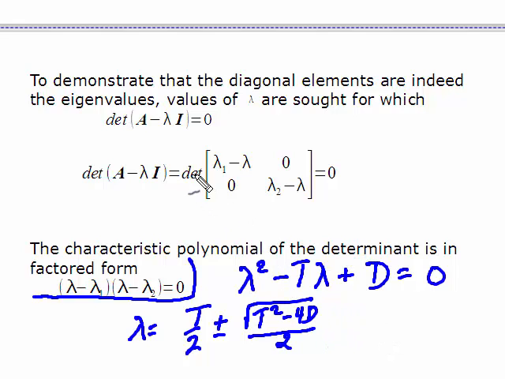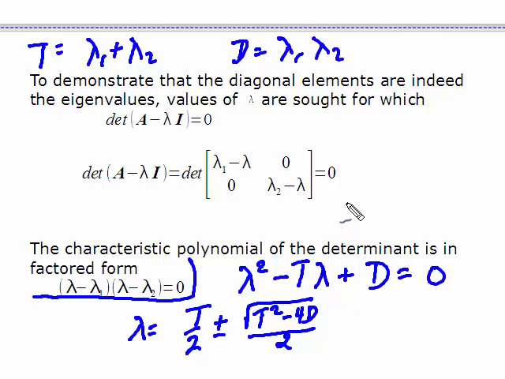So if I substitute it in here, what is the trace of A? The trace of A in this case would be, and the determinant. So remember A was like this.